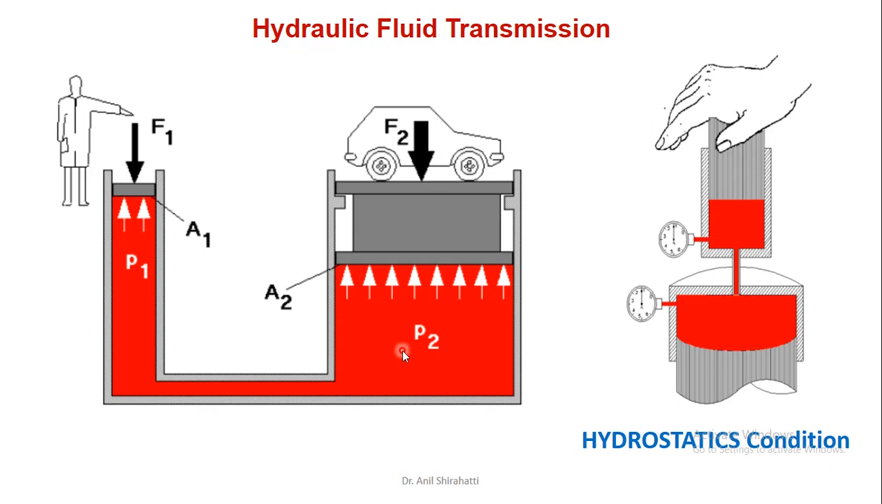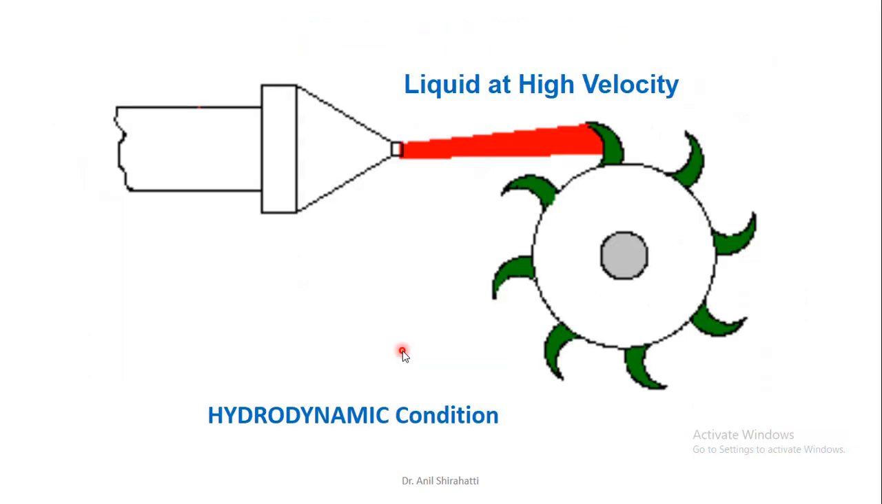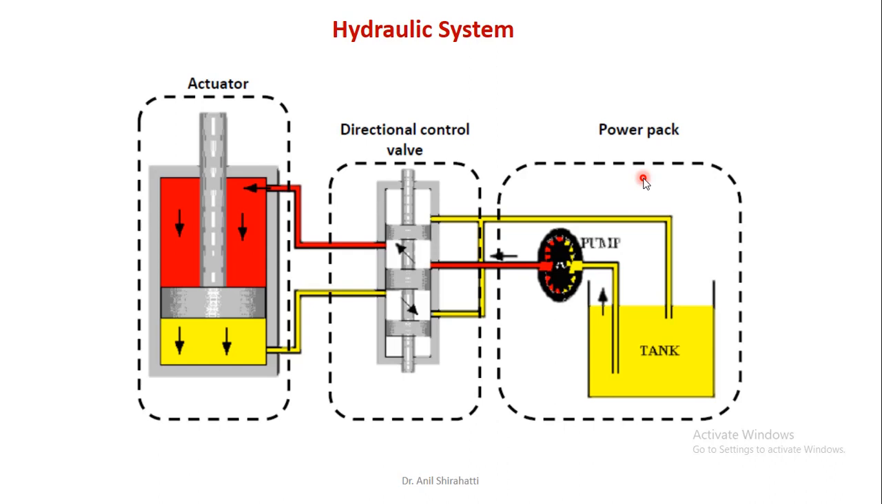Now there are two types of conditions. One is called hydrostatic. This is called hydrodynamic. Hydrodynamic means everything is in motion. Here is a simple working of a turbine. The fluid comes inside the nozzle and with high velocity hits the turbine, and the turbine rotates. So here it is a hydrodynamic condition.